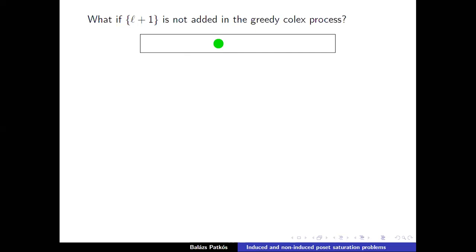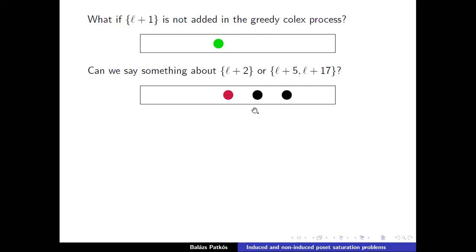Can we say something about other sets just based on the fact that this singleton is not added? For example, can we say something about the next singleton, or about this pair that comes after {L+1}? What I wrote here is L+5 and L+17. This black pair is for this set, and this purple point is for this singleton set. I claim that if this one was not added, then neither will these two sets be added.